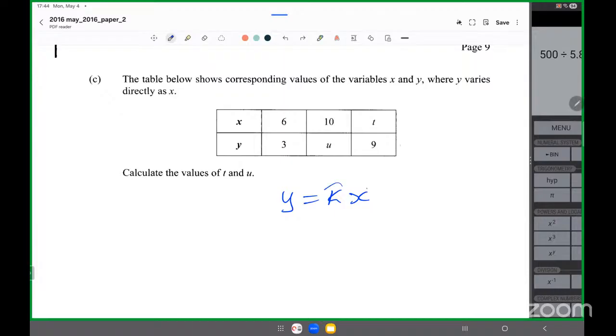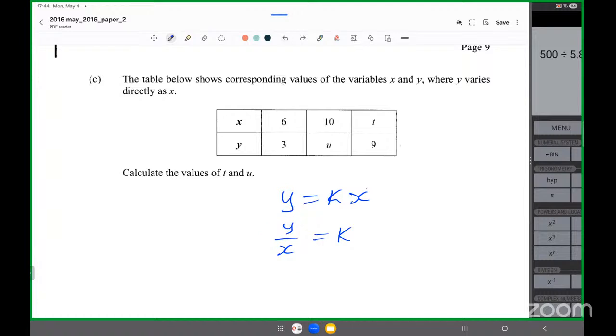Now, what you can do is express k as the subject by dividing by the x. So k is equal to y over x. It means that y over x is a constant all the time. Right? Y over x is a constant. But if you want to find the k first and get the equation, you can also do it that way.